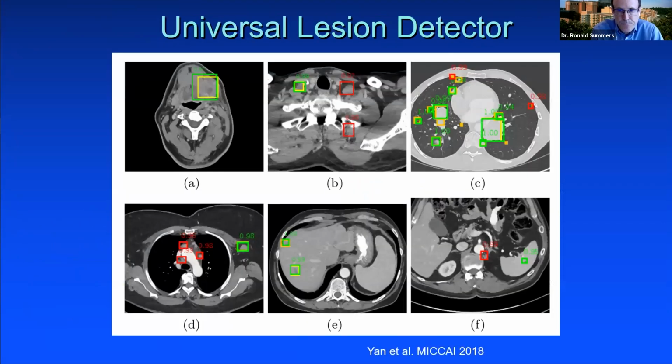Next slide. And using this data set, we've developed a universal lesion detector that doesn't just detect lung nodules, but also detects lymphadenopathy and abdominal lesions, which can also occur in lung cancer patients.